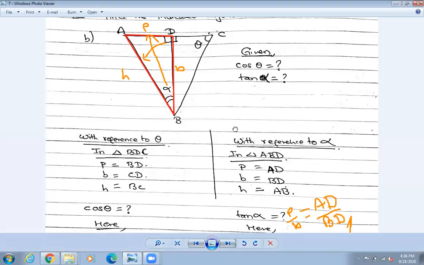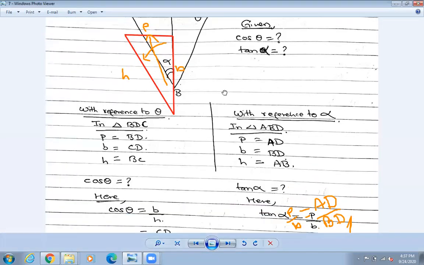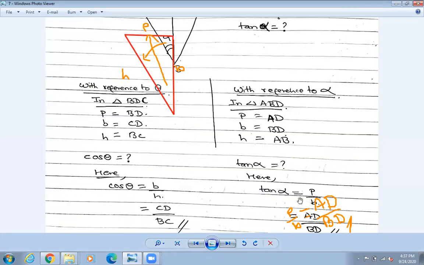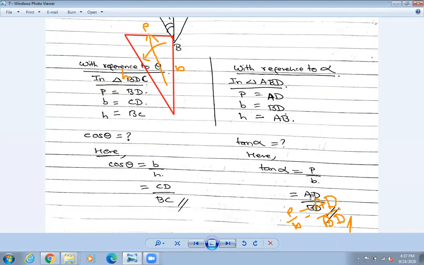Okay, let me move a little bit and show whether this answer is right or wrong. Okay, this answer is absolutely right. So this is tan alpha. Tan alpha means P by B. Okay, so we have done it. What is the value of P? AD. That is also right. And what is the value of base? It is BD. BD also we have done right. So in this way we are going to find our answer.